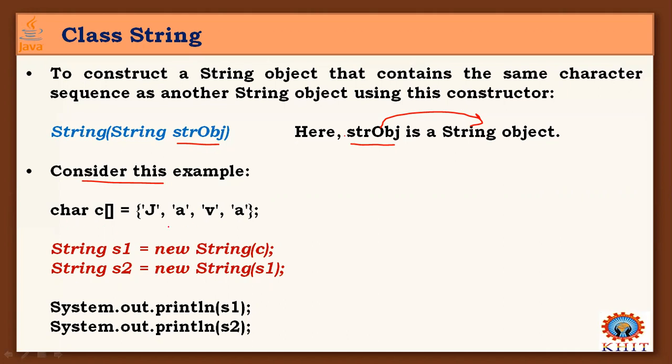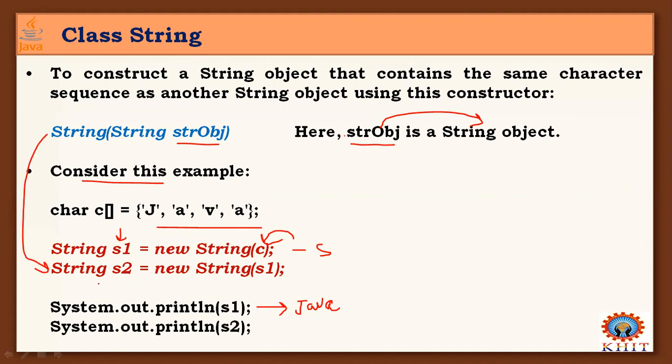So I have a character array with characters J, A, V, A, Java. When I'm initializing my string object S1 with this character array C, simply when it displays on the screen, it shows Java. Okay, it displays on the screen that string object S1 is created with the character array Java. Now observe here, this is the step.